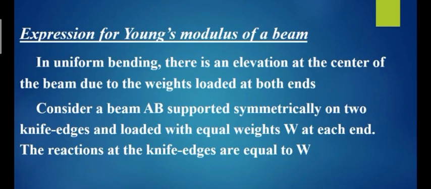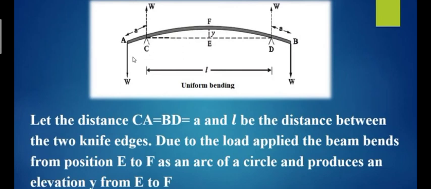So consider a beam AB supported symmetrically on two knife edges, loaded with equal weights W at each end. The reaction at the knife edges is equal to W. So the knife edges are C and D. Similarly, the distance BD is equal to the distance AC. Between the two knife edges the distance is L.